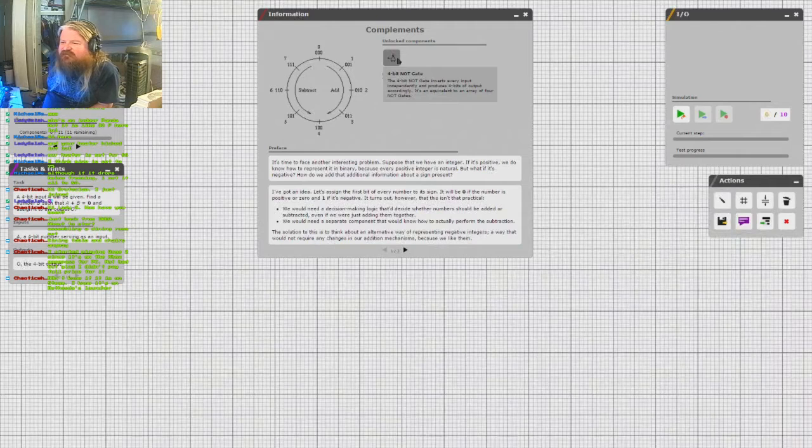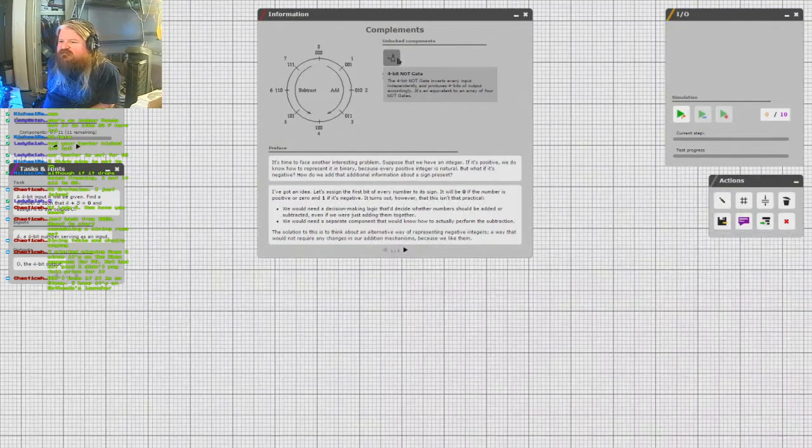It is time to face another interesting problem. Suppose that we have an integer. If it's positive, we do know how to represent it in binary because every positive integer is natural. But what if it's negative? How do we add that additional information about a sign? I've got an idea. Let's assume that the first bit of every number is its sign.